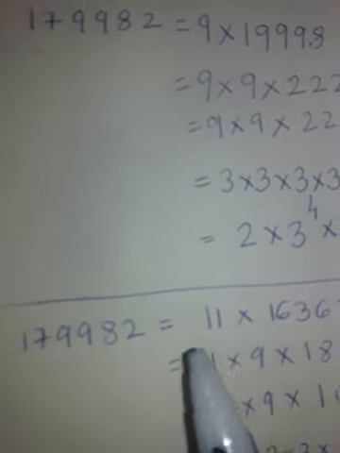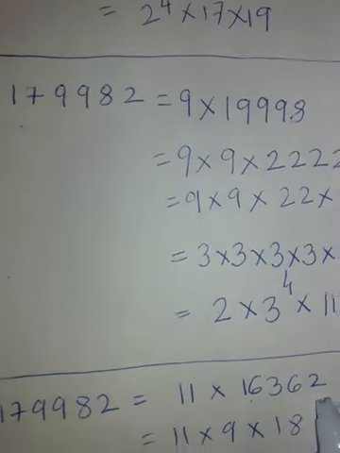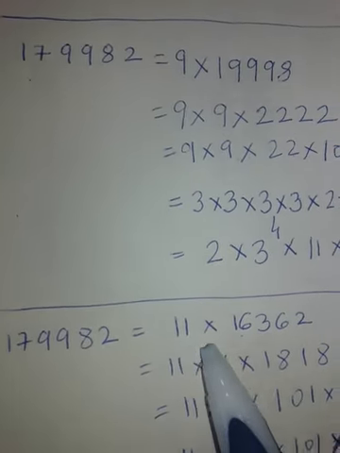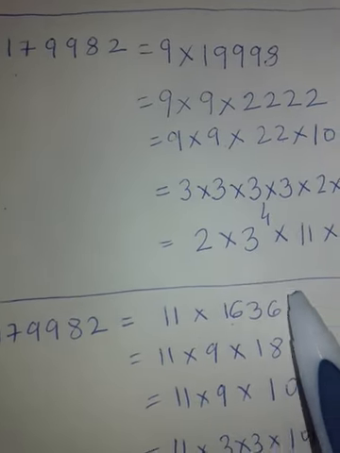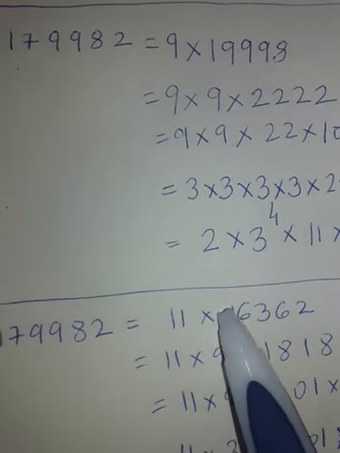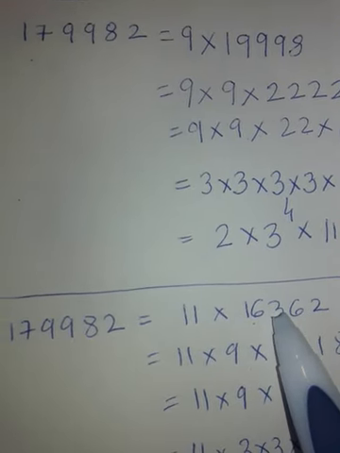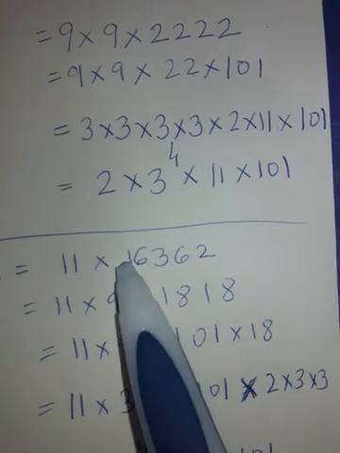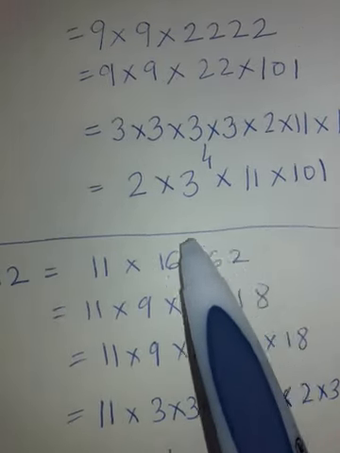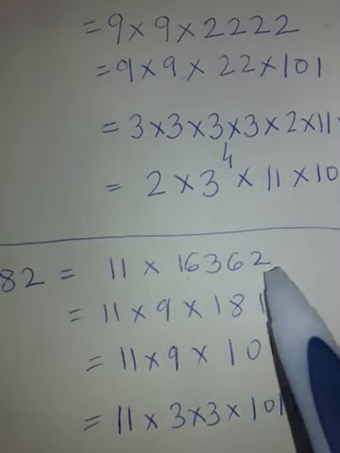Now when I divide this by 11 orally, I am going to get this number. You can try it by yourself. When I divide it by 11, I get 16,362. Now when I take sum of these numbers, 6 plus 2, 8, 8 plus 3, 11, 11 plus 6, 17, 17 plus 1, 18. So this is divisible by 9. So I am going to copy 11 here, divide this by 9.